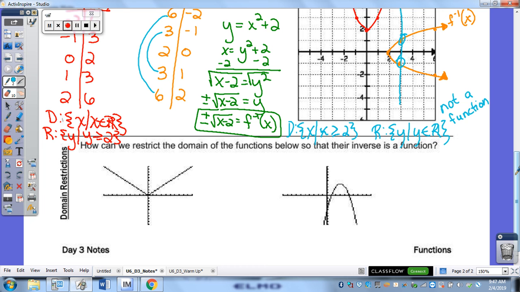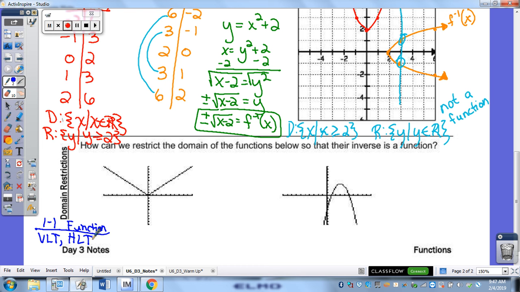So the only time that the inverse is actually going to end up being a function is if the original function was a one-to-one function. You remember one-to-one? One-to-one function. It passes both the vertical line test and the horizontal line test. That's how we know it's one-to-one. So if the original function is one-to-one, your inverse will also be a function.